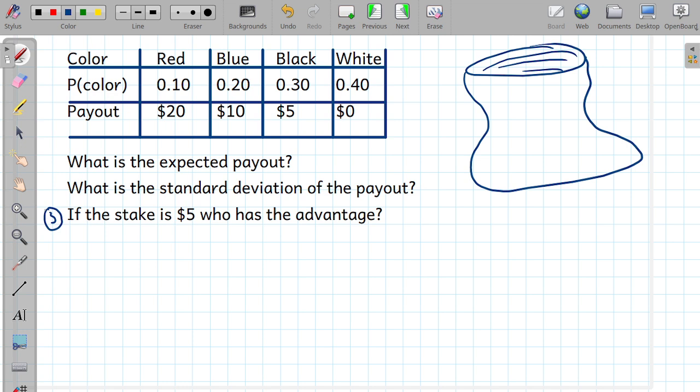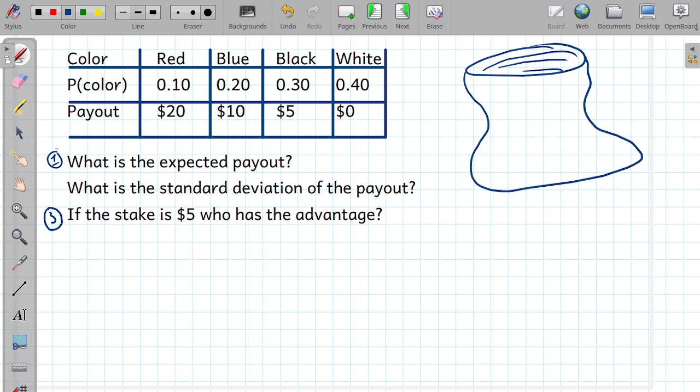Now, the way you answer that question is hiding in number 1. If the expected payout is greater than the stake, then the advantage lies with the player. If the expected payout is less, then in the long run, the advantage lies with the game runner. Remember, when we talk about advantages like this, it's long term. Anything can happen on 1 or 2 plays of a game, but if you play this game 100 times, that's different. And the true behavior of the game should come out.